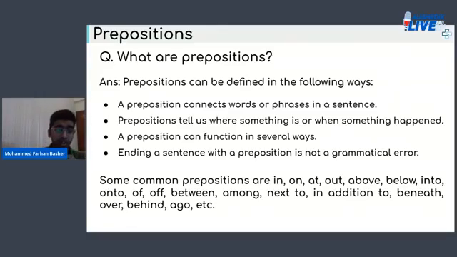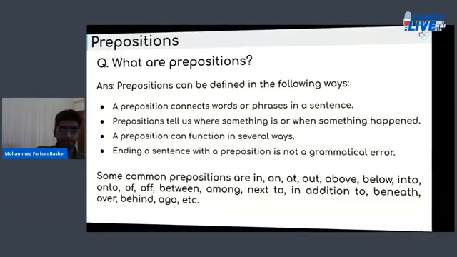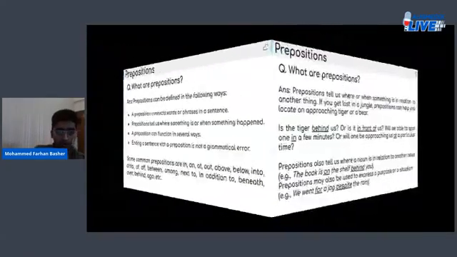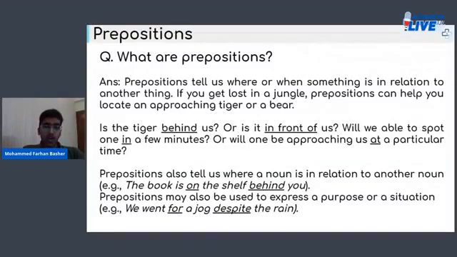A preposition can function in several ways. Ending a sentence with a preposition is not a grammatical error. Some common prepositions are in, on, at, out, above, below, into, onto, off, between, among, next to, in addition to, beneath, over, behind, ago, etc. These are some very common prepositions. Okay. Prepositions tell us where or when something is in relation to another thing.